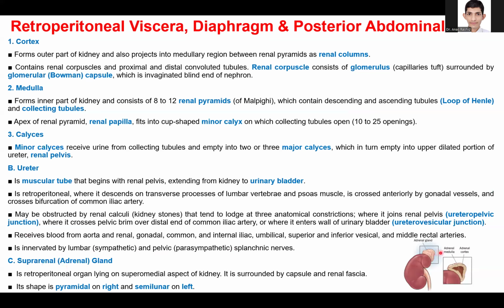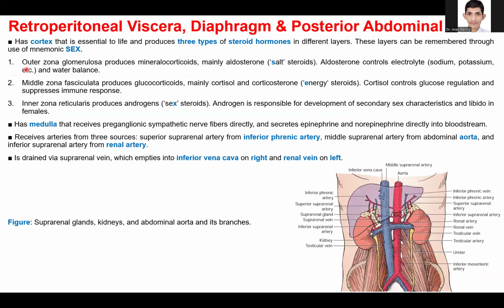Suprarenal adrenal gland can be seen here. Adrenal gland is a retroperitoneal organ lying on superior medial aspect of kidney. It is surrounded by capsule and renal fascia. Its shape is pyramidal on right and semilunar on left. Has cortex that is essential to life and produces 3 types of steroid hormone in different layers. 3 layers can be remembered through use of mnemonic.